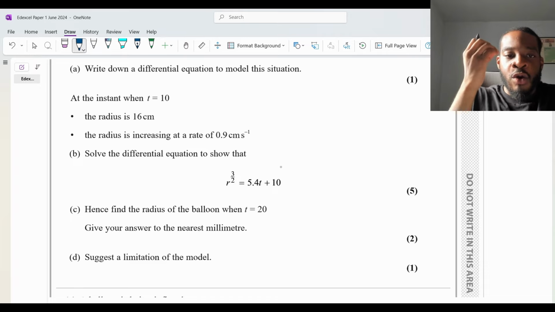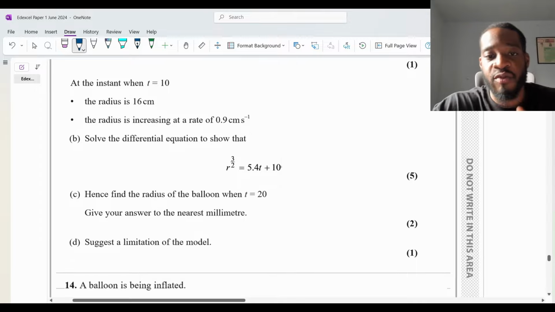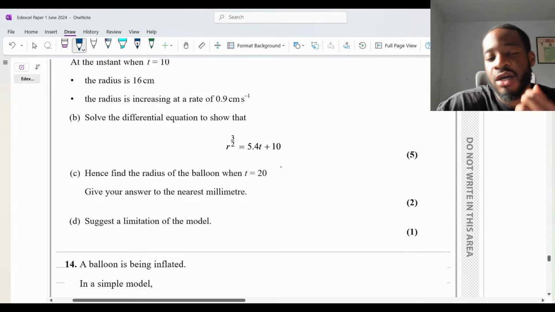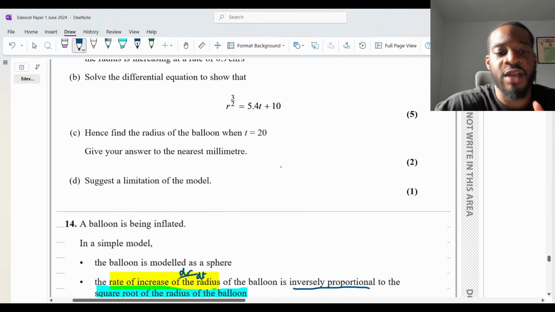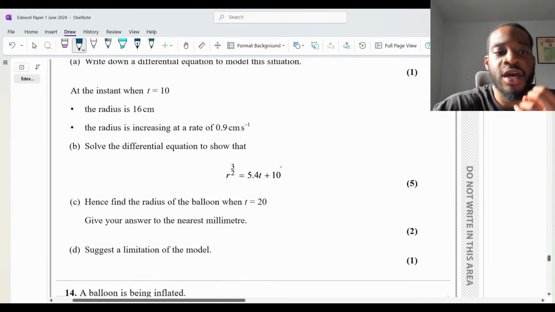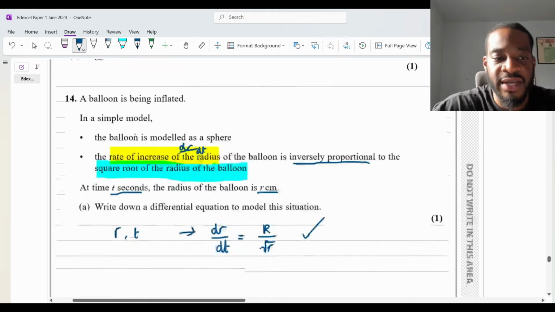Okay, so in part A, we had to form our differential equation. In part B, we have to solve it. Now remember, whenever you're solving differential equations, you separate the variables, integrate both sides. You're going to get your constants. You find out what your constants are, and that will give you a particular solution, right? Once you solve it and you haven't got your constants, that's the general solution. The bit of information given to you here will allow you to find your constants. So let's go ahead and start doing that.